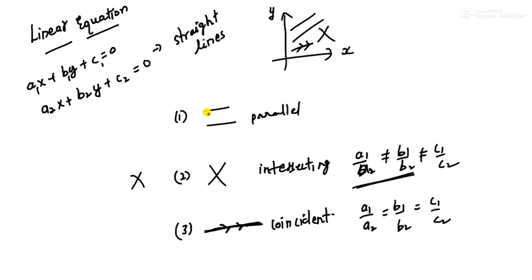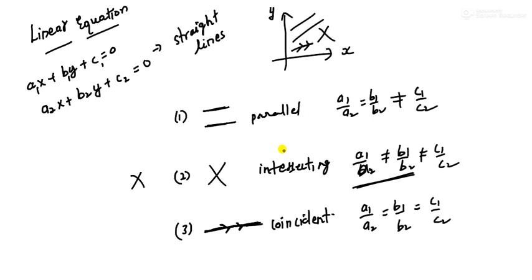And now for parallel, there are only two lines here, correct, and both of them are equating, which means a1 by a2 equals b1 by b2. Okay, this is the trick I'm telling, and this is not equal to c1 by c2. So these are the conditions which you have to remember.